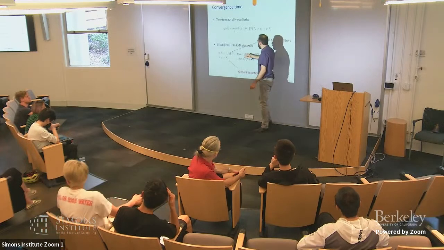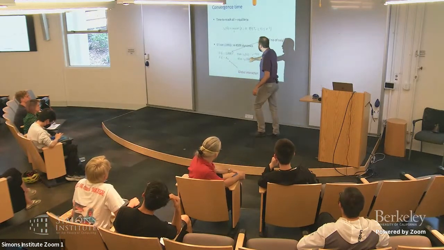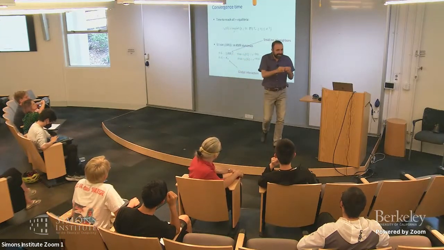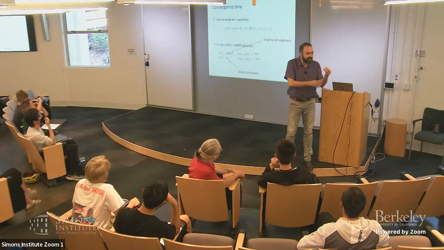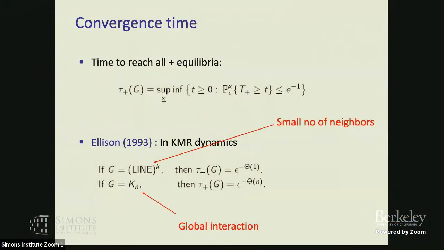The question is, are we here talking about the degree or something else? So here you have a low degree graph, and here you have an extremely high degree graph. Is the degree the one that determines it, or is it something else? Global interaction could mean many things. So the question that I want to address, which is what you guys are asking, the right question: what is the graph theoretic property that captures the rate of convergence?